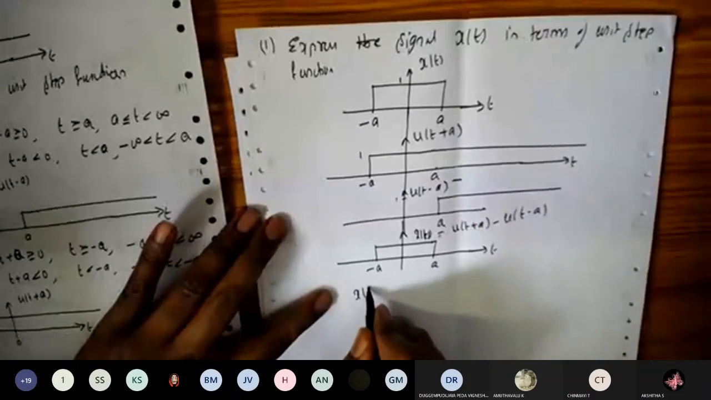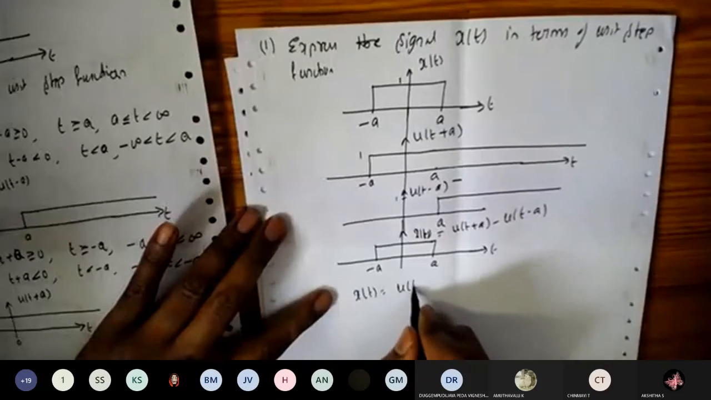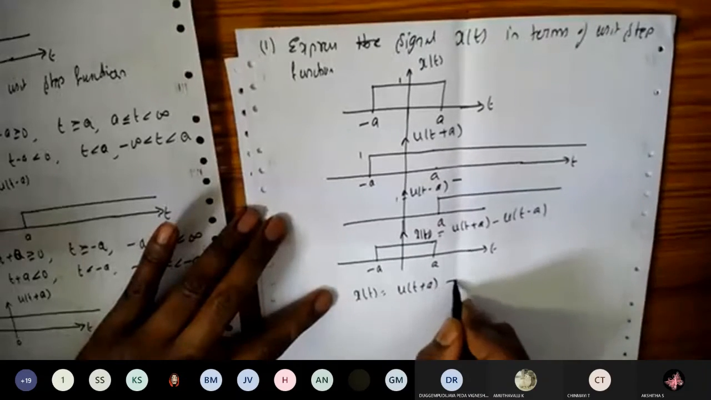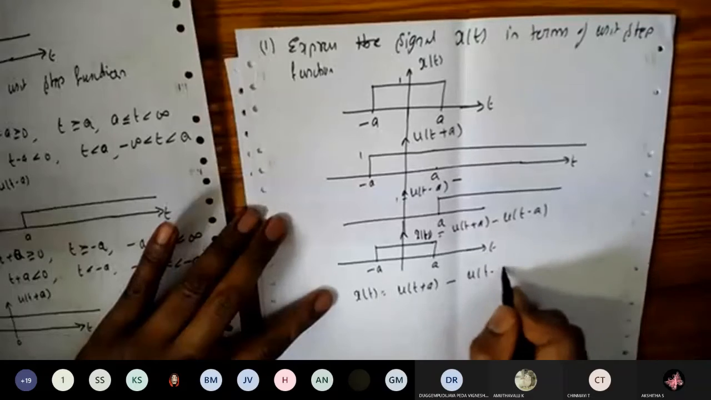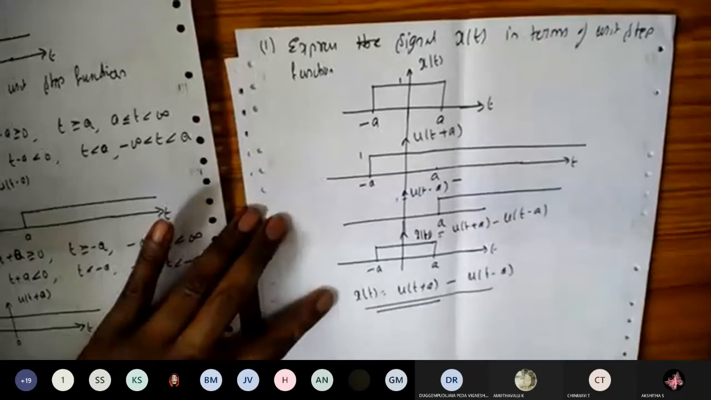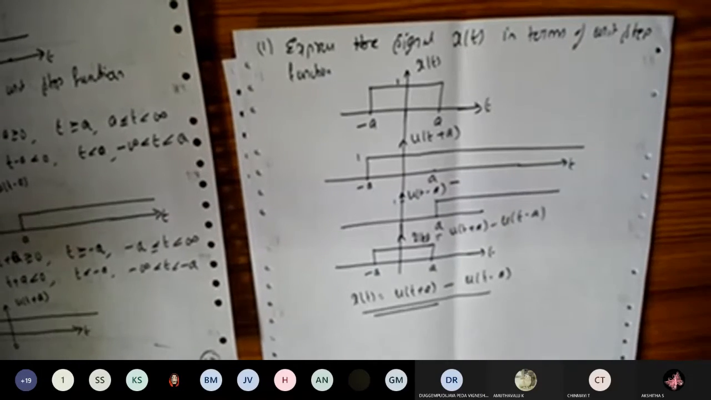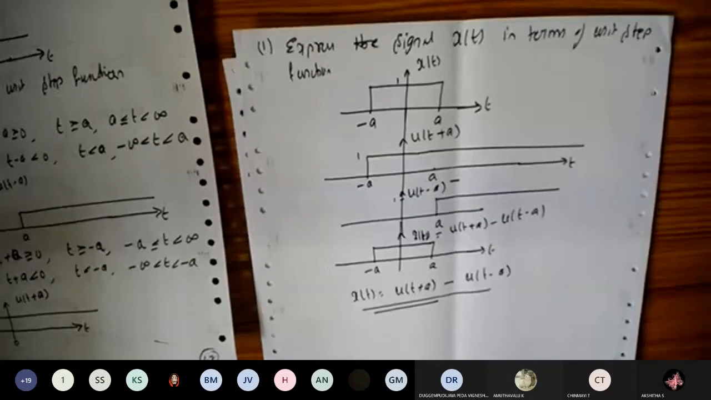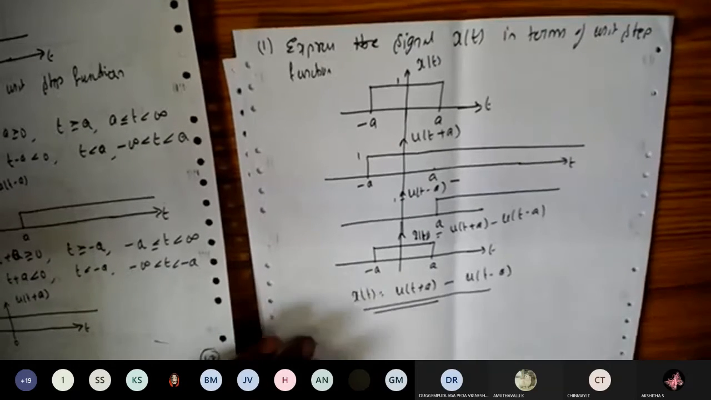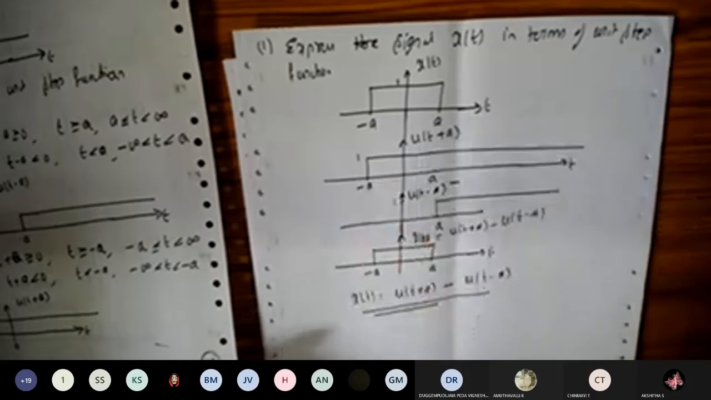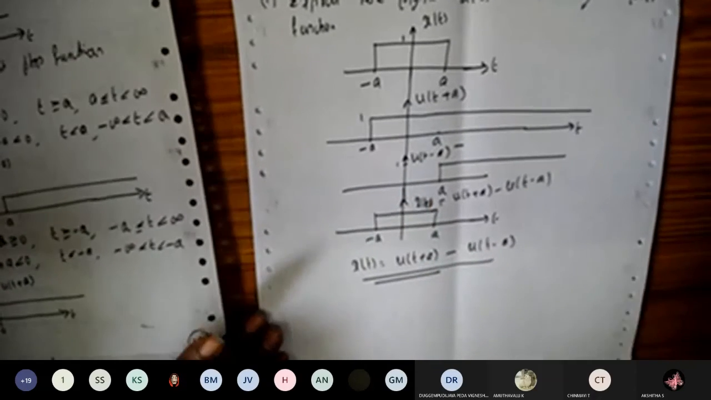So that one we can define as x of t is equal to u of t plus a minus u of t minus a. So this is a waveform we can generate here. Okay, done, right? Any doubts? So like this we are going to generate the waveforms.